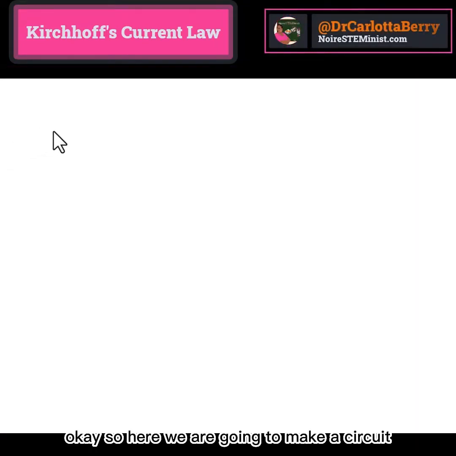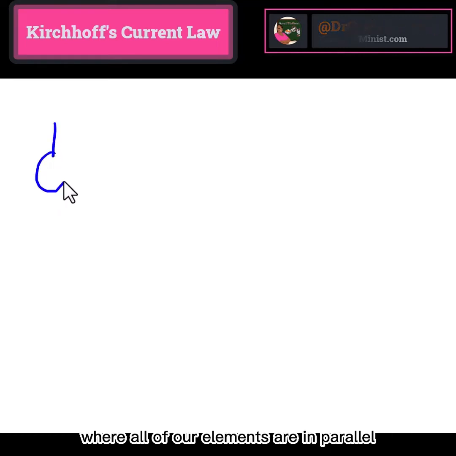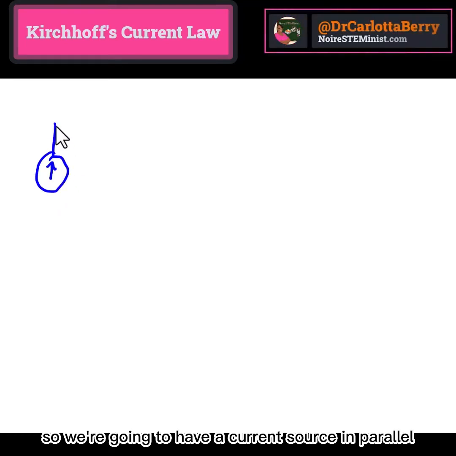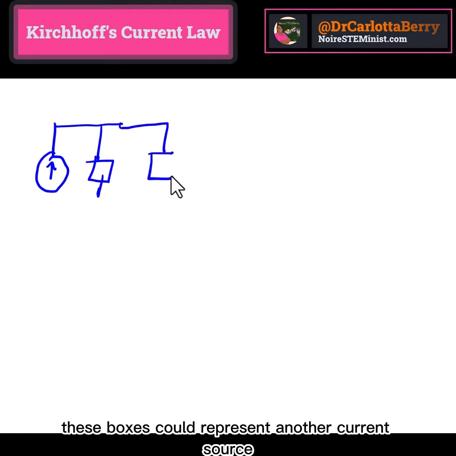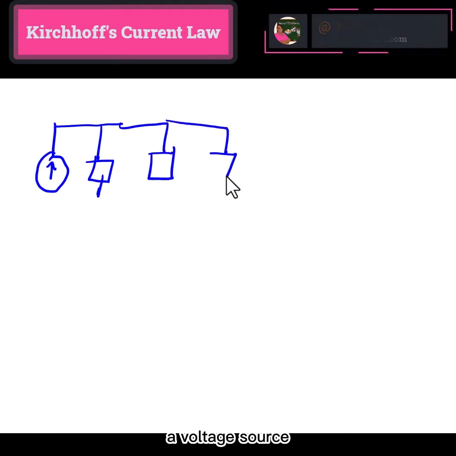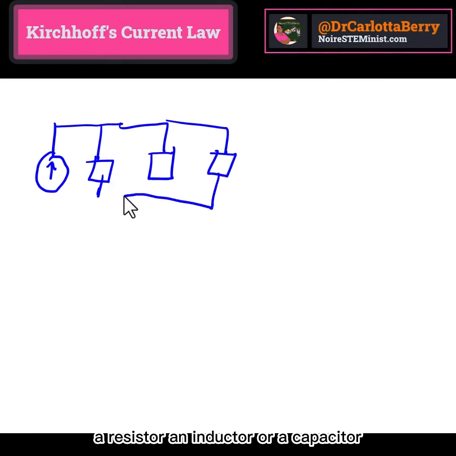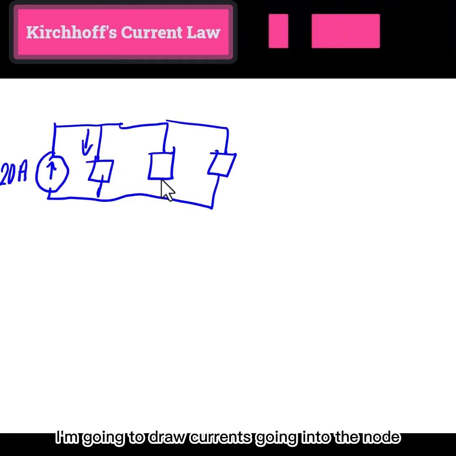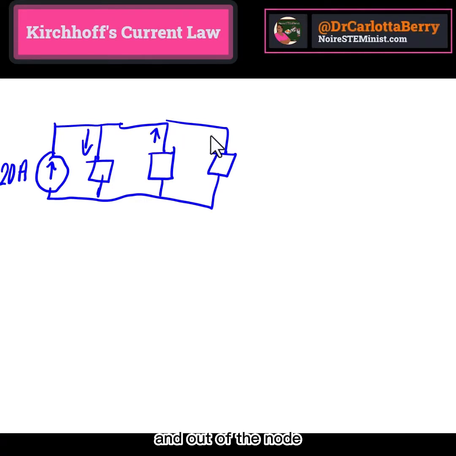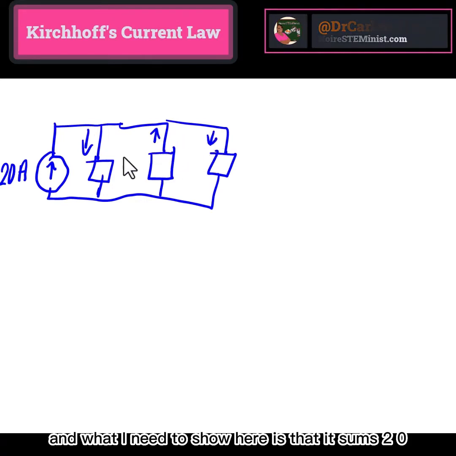Okay, so here we are going to make a circuit where all of our elements are in parallel. So we're going to have a current source in parallel with three circuit elements that I'm going to show as a box. These boxes could represent another current source, a voltage source, a resistor, an inductor, or a capacitor. So now, if I make my current source 20 amps, I'm going to draw currents going into the node and out of the node. And what I need to show here is that it sums to zero.